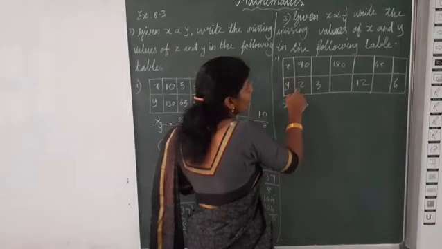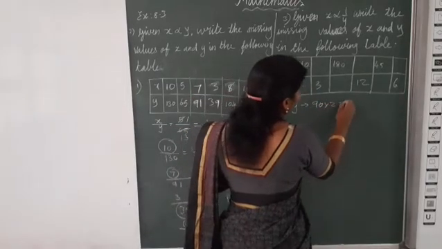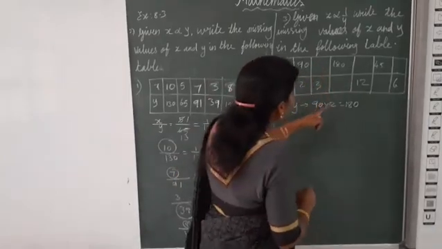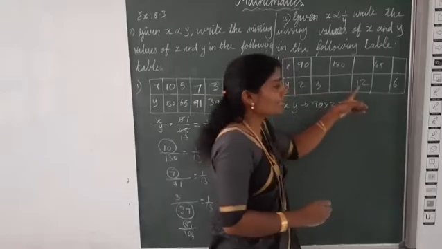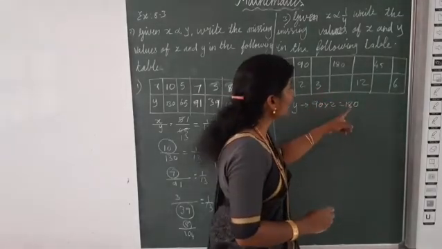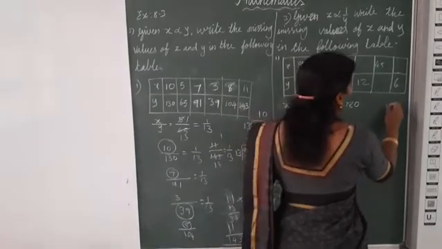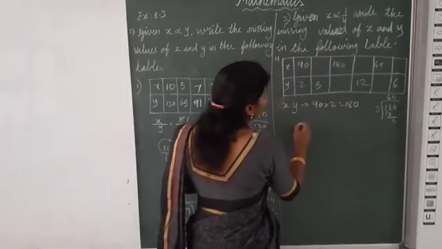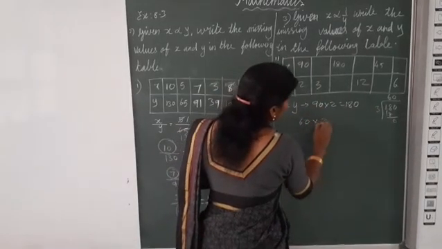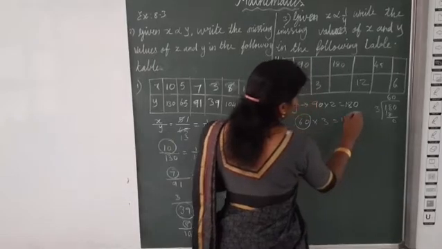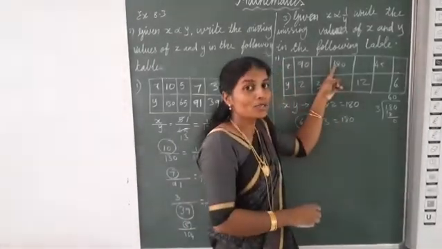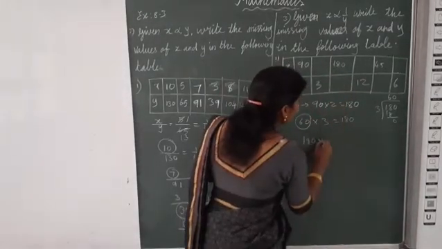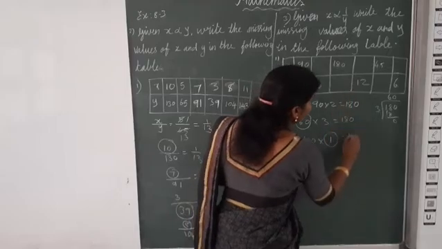Now here the x and y are given. 90 into 2 is equal to 180. Now we can find the missing values. Listen, 180 is the product, and the denominator is given, isn't it? So we divide by 180. 180 divided by 3: 6 3s are 18, then 0 0, so 60. 60 into 3 is 180. Then here 180 is already there, so multiplying by 1 we get 180. So 180 into 1 is 180.